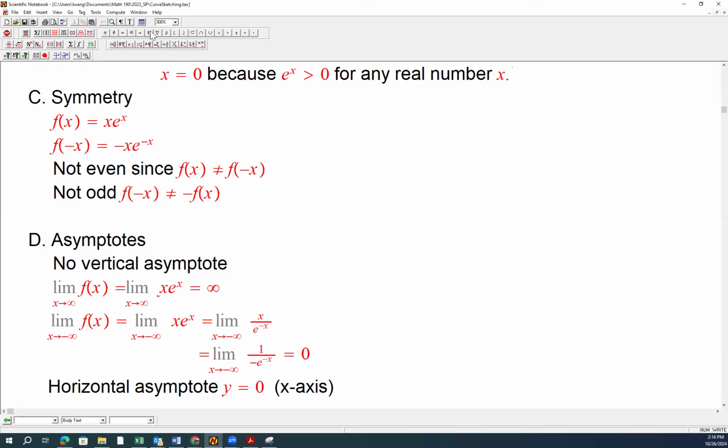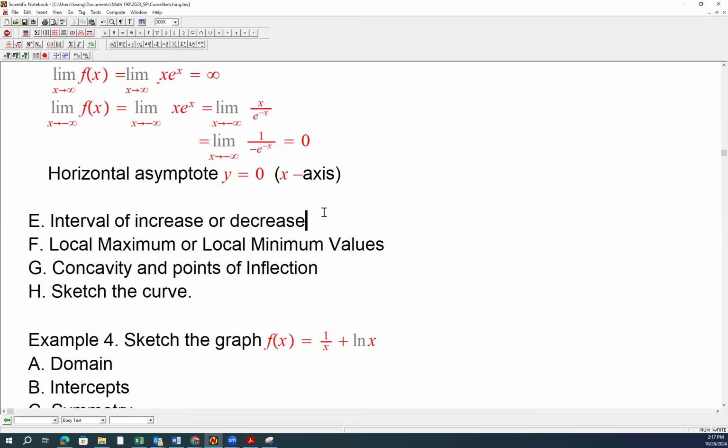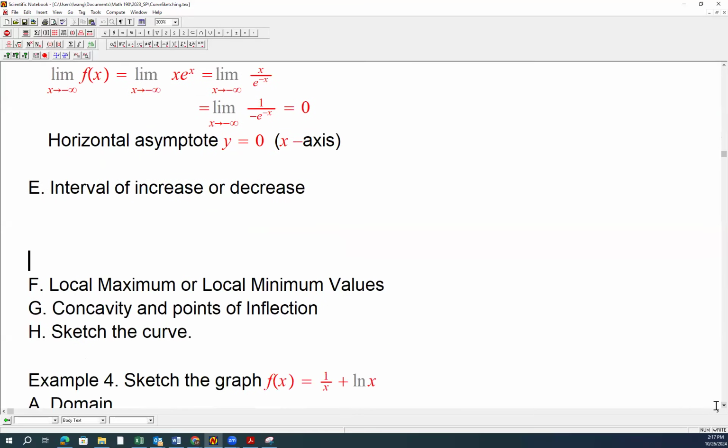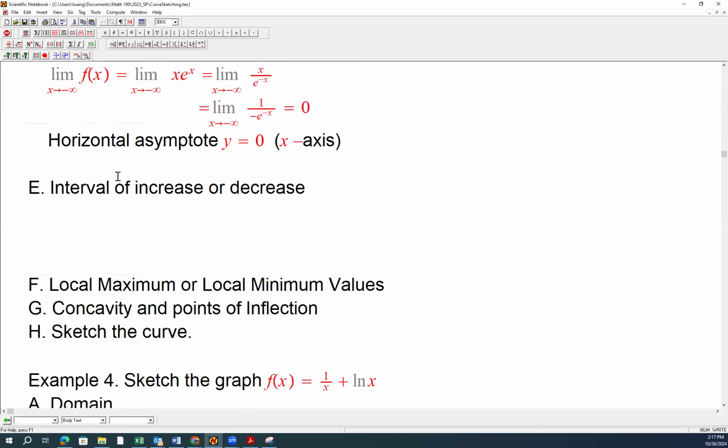Let's look at the intervals of increasing and decreasing. So that will require us to find the derivative. Okay, we got the function, so let me bring the function with us. I'm going to take a derivative to find critical numbers, local max, local min.